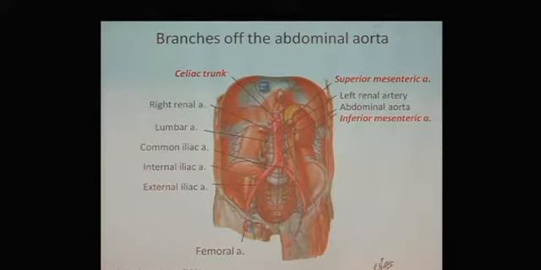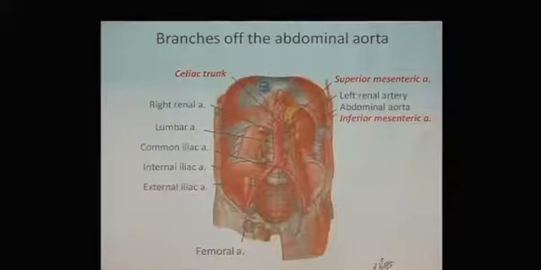Then we have the paired arteries off of the abdominal aorta, and you can see these here. There are the renal arteries. Of course, those go to the kidneys. There are 2 kidneys, so there's a right and a left renal artery. There are lumbar arteries. There are also gonadal arteries, testicular and ovarian arteries, and those are paired because we have 2 of those too.